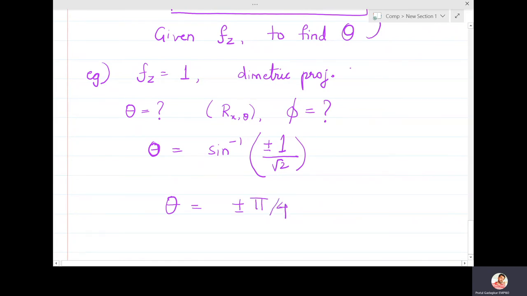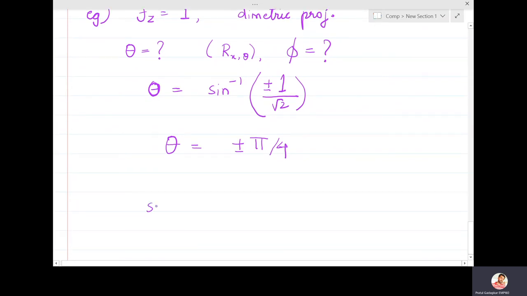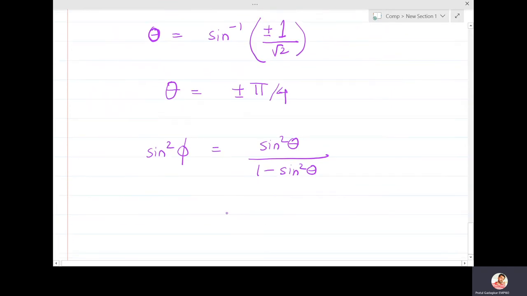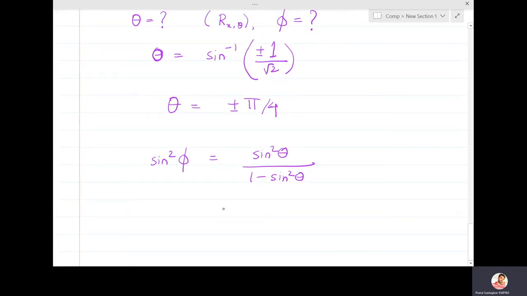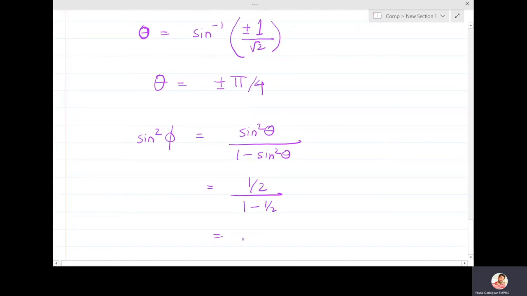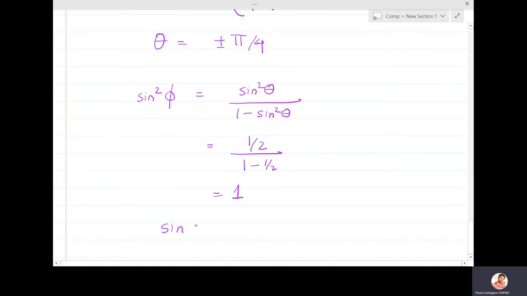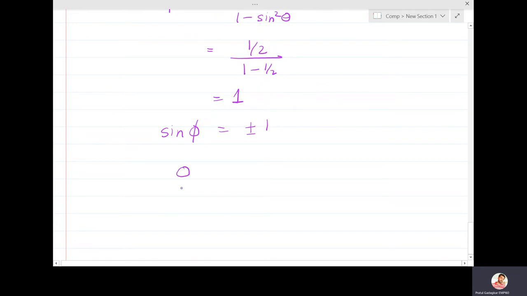Once theta is plus minus pi by 4, we know the formula sine square phi is equal to sine square theta upon 1 minus sine square theta. When I put theta equal to pi by 4, I get 1 by root 2 whole square, which is 1 upon 2, divided by 1 minus 1 upon 2. This is equal to 1, so sine phi is plus minus 1, and therefore phi has two values: plus minus pi by 2.